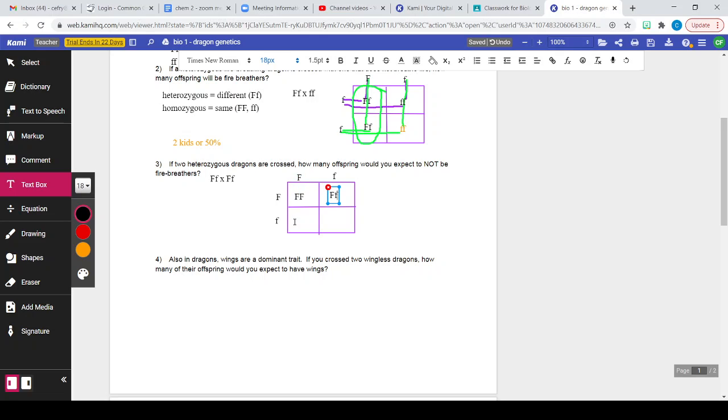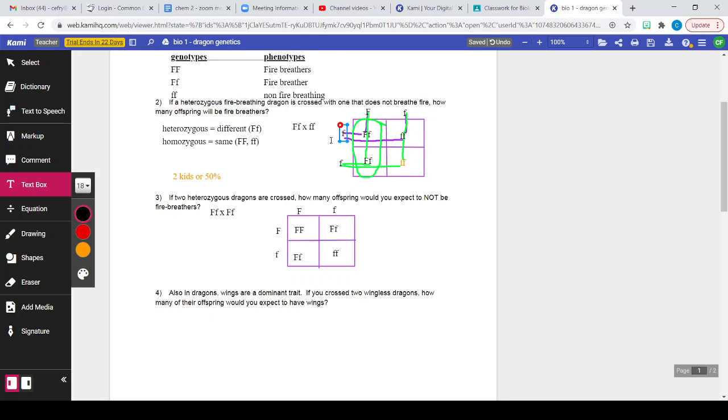Now, here I'm going to bring this capital F from mom down, and this lowercase from dad across. And on this last square, I'm going to bring the lowercase from mom down, and bring that lowercase from dad across. So I do not want a fire breather. So let's look back up here. So who do I expect to not be fire breathers? I want my non-fire breathing dragons. I need this right here, 2 lowercase f's. That's the only option that will give me that.